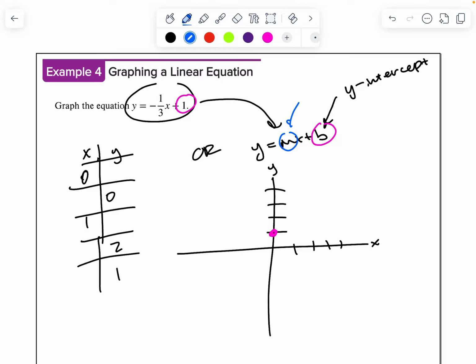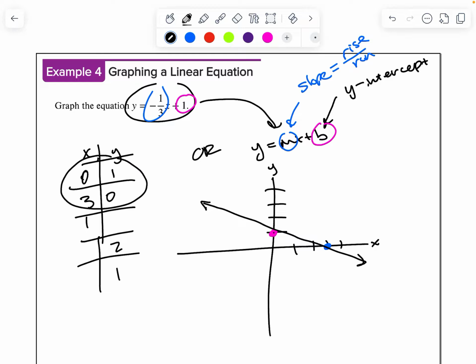Notice that I did not have to go through the T-chart, but if I did go through the T-chart and start subbing in, I would get the points (0, 1) and (3, 0), and those are exactly the points that I have graphed already. Those are exactly my pink and my blue points that I graphed using the y equals mx plus b form.